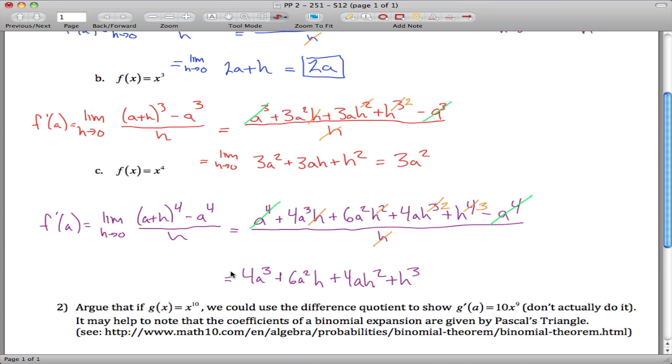This is the limit as h approaches 0 of this mess.